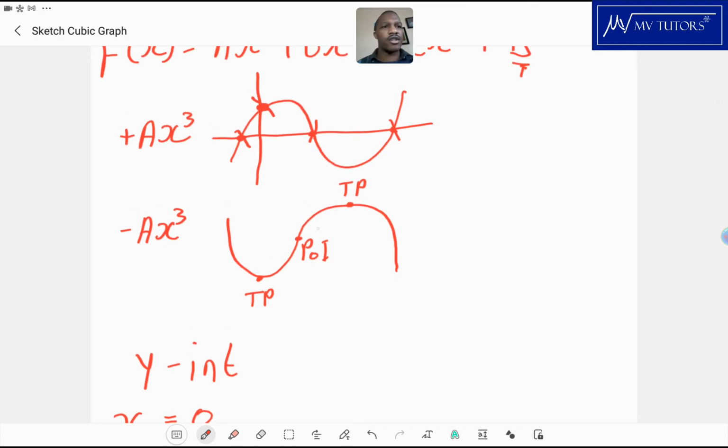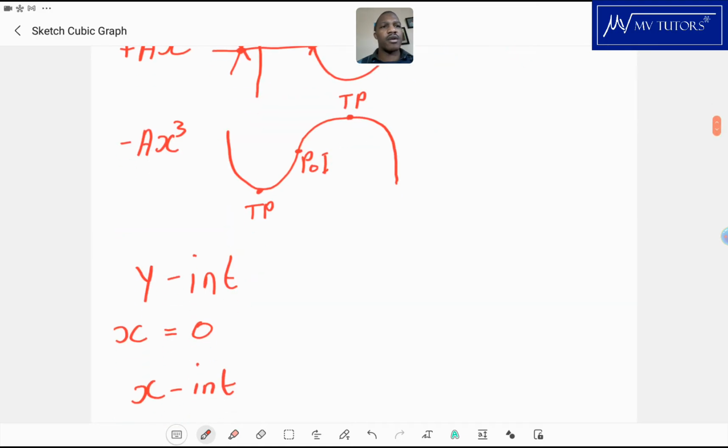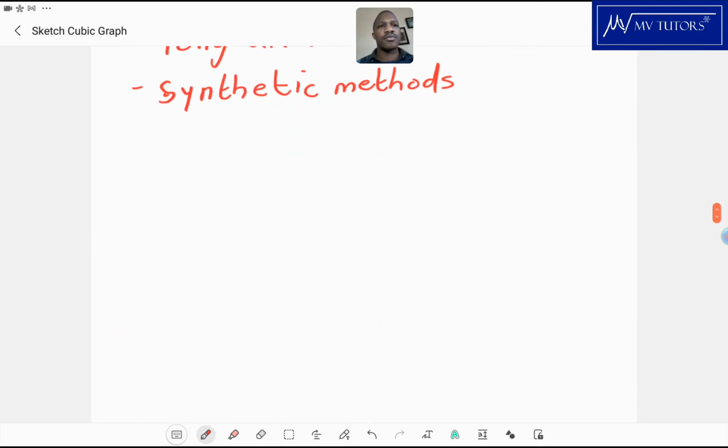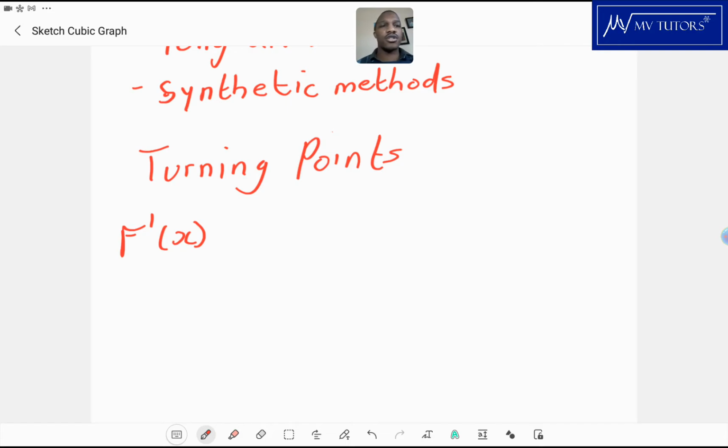Now we need to get into the turning points and the point of inflection. To get your turning points, what you have to do is take the first derivative of the function and equate it to 0. And then this is going to give you the x value.